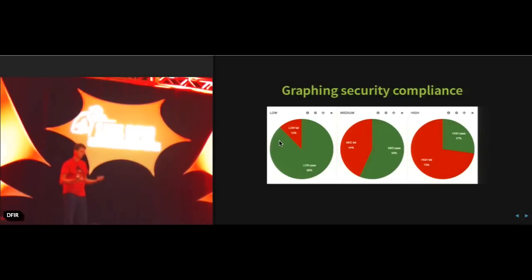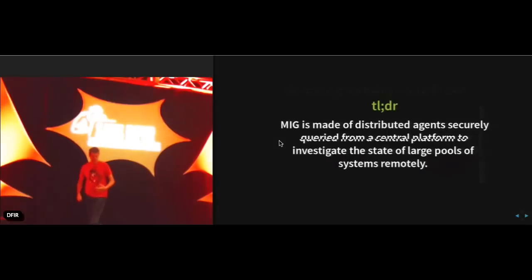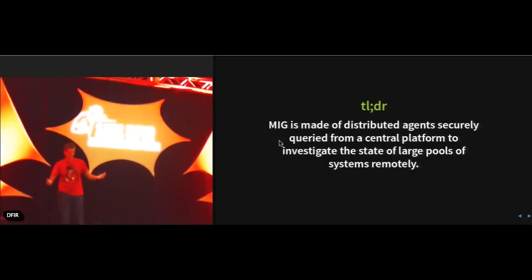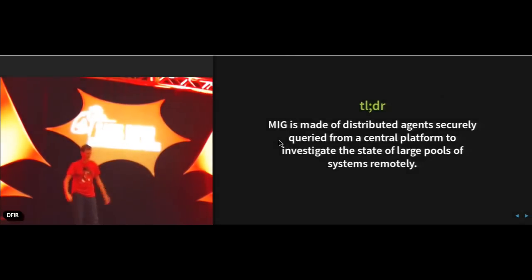Now, not all systems need to have SELinux enabled, but there are systems where we may want to have it enabled. And keeping track of that and making sure the systems stay configured the right way is difficult. So we use MIG to distribute those checks, bring back the data, and graph it. So, TLDR, MIG is a platform made of distributed agents, securely queried from a central platform, to investigate a large pool of systems remotely.